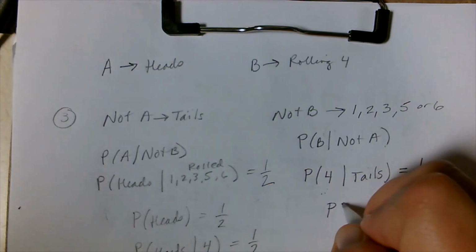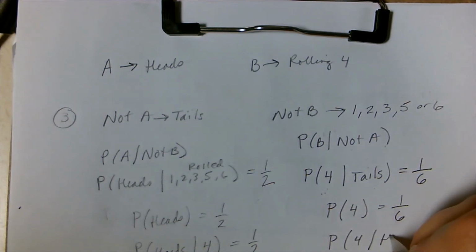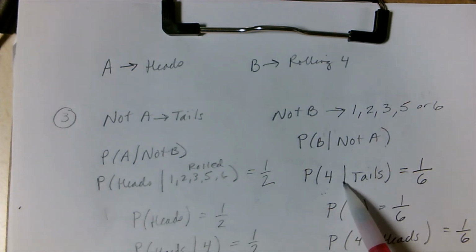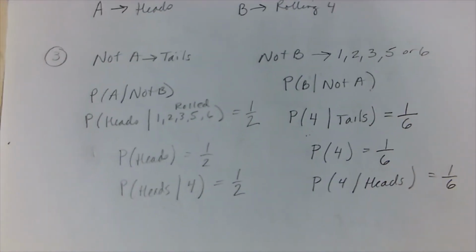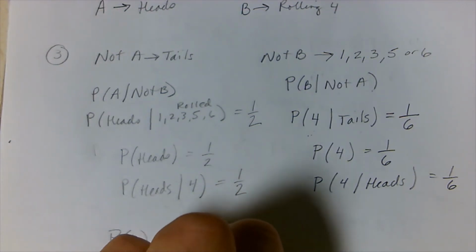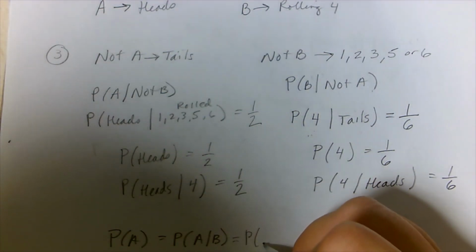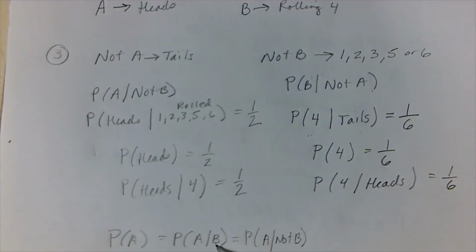And then the probability of rolling a 4 was equal to 1/6, and the probability of a 4, given that I flipped and got a heads, was 1/6. So you'll notice that these 3 probabilities are the same, and these 3 probabilities are the same. So that tells me that the probability of A happening is equal to the probability of A happening given B happens, which is equal to the probability of A happening given not B happens. All 3 of those are the same. So whether B happens first or not B happens first, the opposite of B happens first, the probability of A didn't change. They were the same.